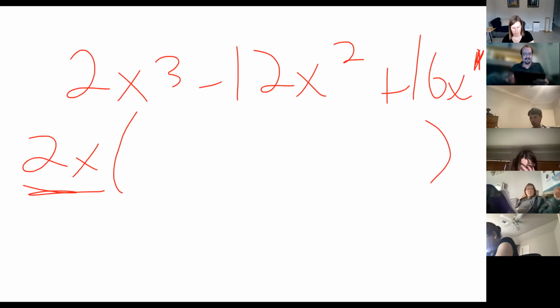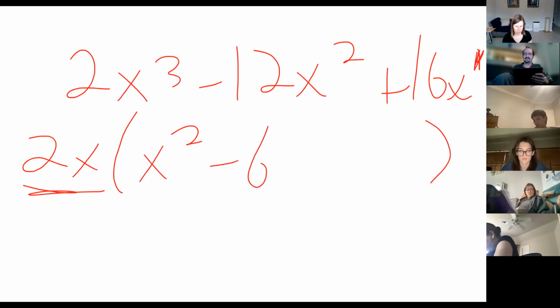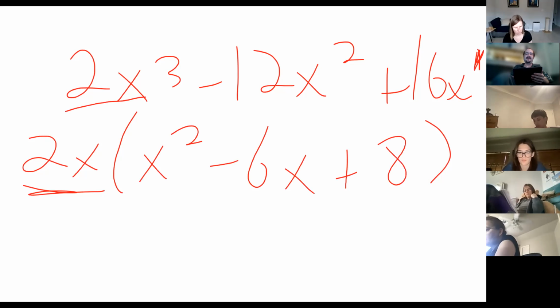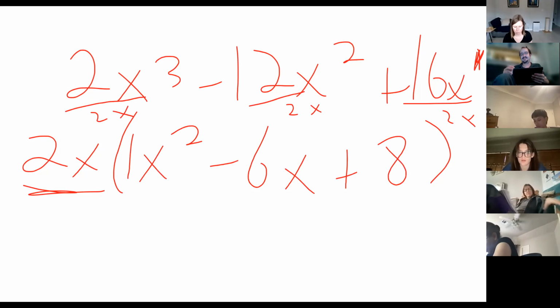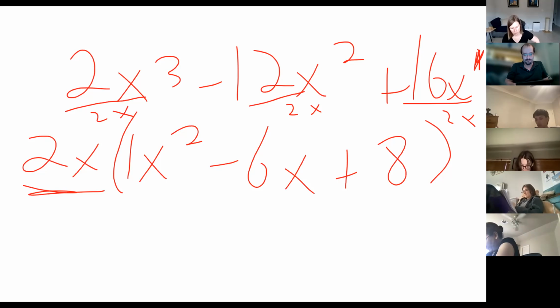The remaining is x squared minus 6x plus 8. So we're dividing everything by a 2x. Everything gets divided by 2, that gives me a 1, a minus 6, a positive 8. We're taking an x down from what's there. So if it's an x cubed, it's going to x squared. X squared is going to x to the single power. We have an x, there's no more x's there. Dividing that out, that's our GCF.